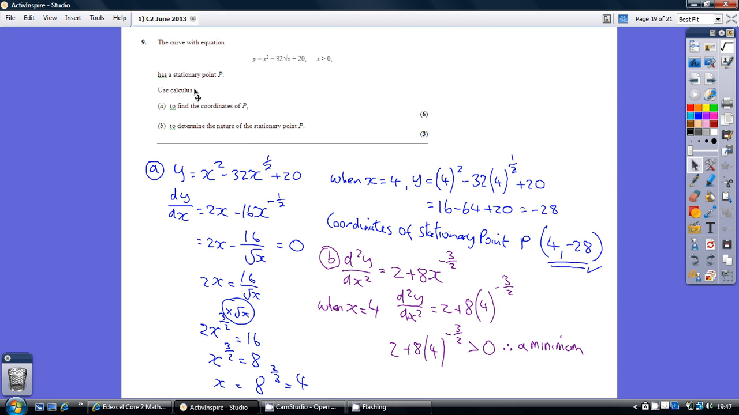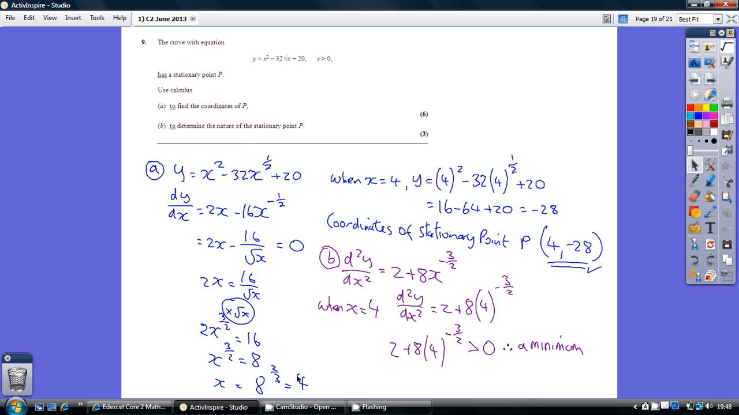Now, at a stationary point, the gradient is 0, so we basically have dy/dx equaling 0. So this now needs to be rearranged. So we add this to both sides, multiply through by root x, divide by 2, and so on, and we get x being 8 to the power of 2/3. Cube root of 8 squared is 4. So we know that x is 4.